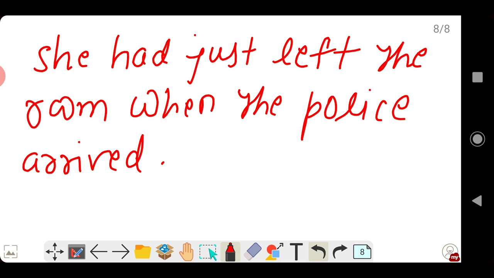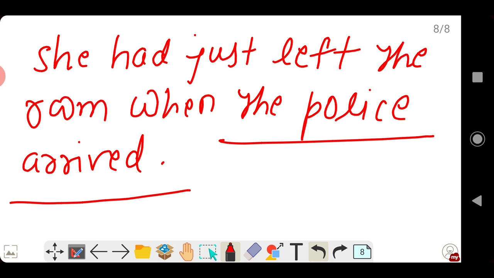Actually both the tenses have been completed here in the past. Okay, she had just left the room. We are using "left" here. And the second sentence is when police arrived. Second sentence is again, just look at this, past indefinite tense. The police arrived. Arrived, they have already come actually. So both actions have been completed actually. She had just left the room when the police arrived.